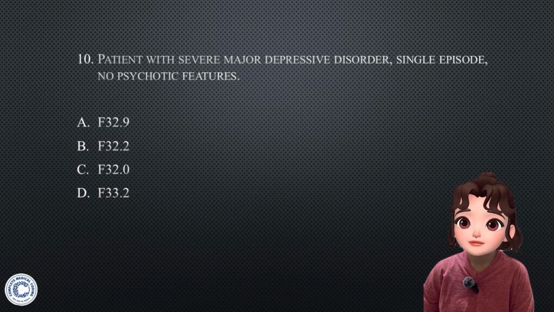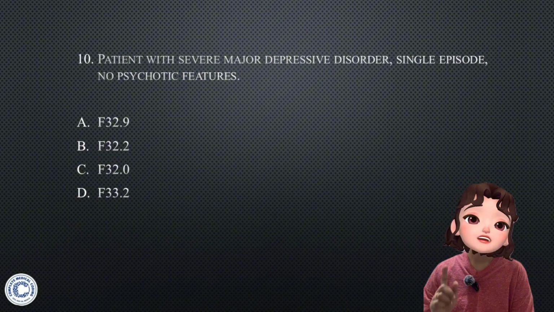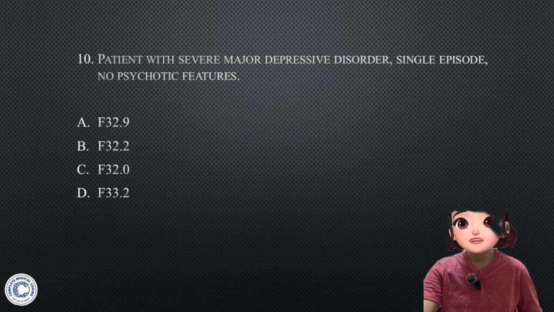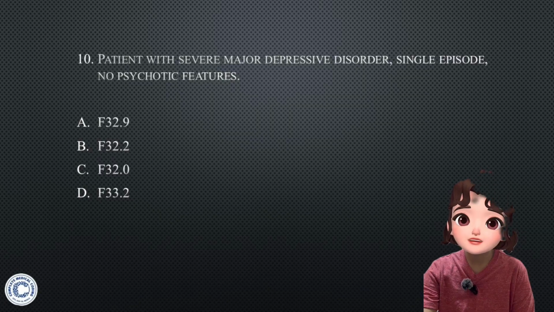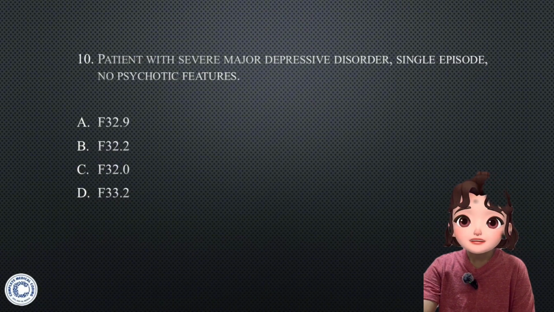10th question. Patient with severe major depressive disorder, single episode, no psychotic features. How will you code a patient with severe major depressive disorder, single episode? Let's directly go to options. Usually F codes are very rare in the question papers, but still you have to learn it. Sometimes you will get it as well. Maybe one question like that. So F32.9, first option, major depressive disorder, single episode, unspecified.